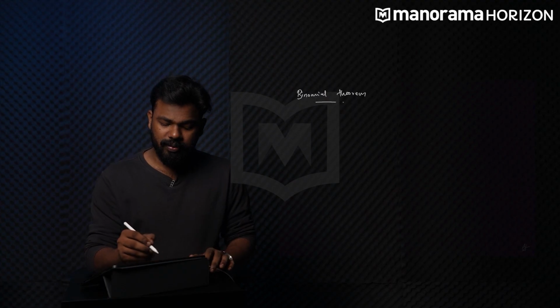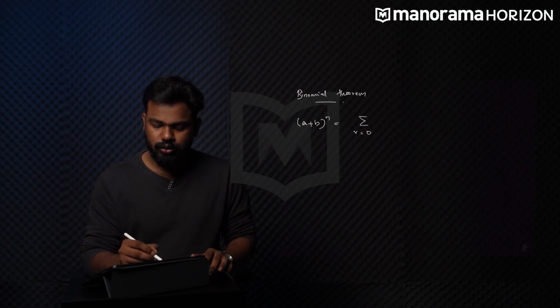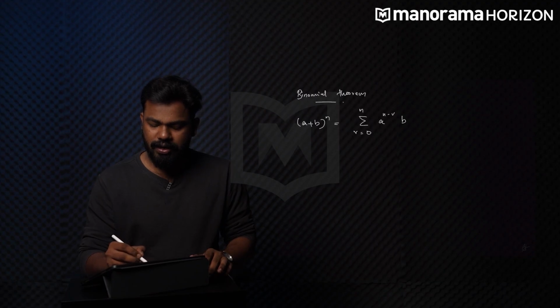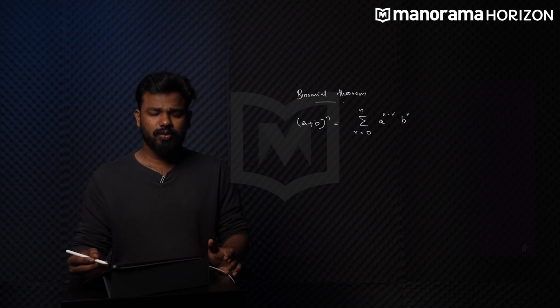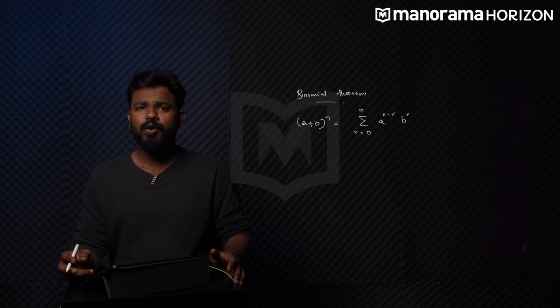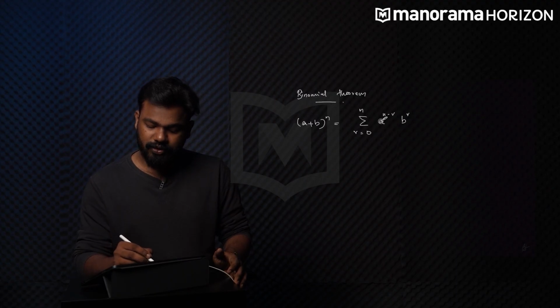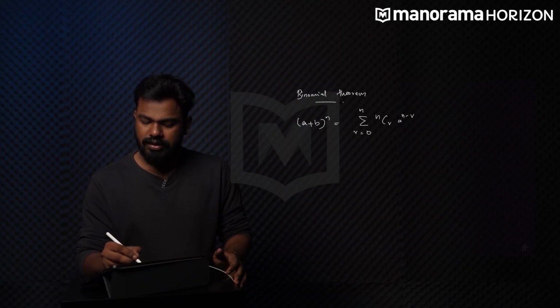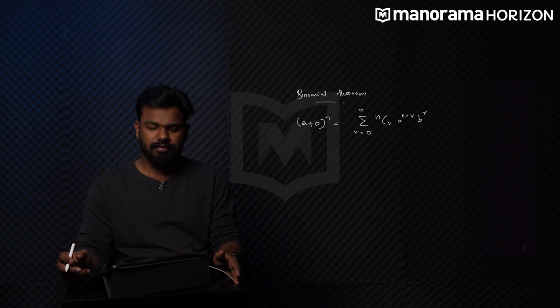So according to the binomial theorem, it says that (a plus b) the whole raised to n can be written as sigma r equal to 0 to n, a raised to n minus r, b raised to r. So this is how you write the expansion. What is all this? (a plus b) the whole raised to n. Then also don't forget to put nCr. So it is not just a raised to n minus r, it is nCr, a raised to n minus r, b raised to r. Now this is our binomial theorem.